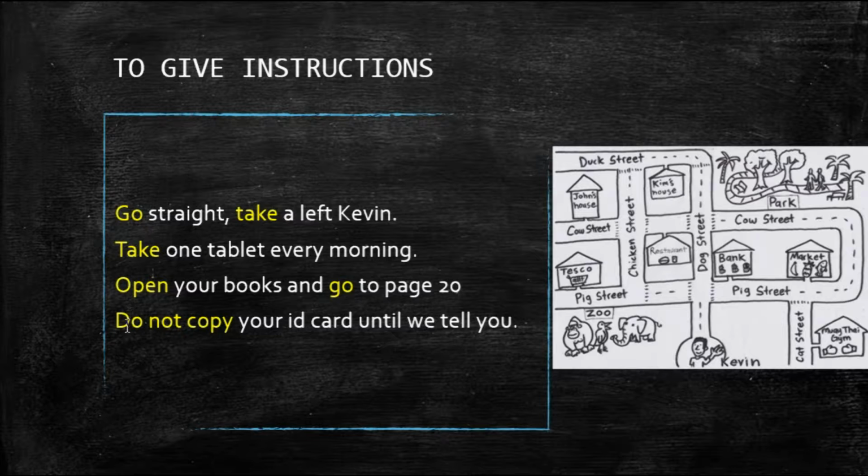These are all positive, but this one is negative: do not copy your ID card until we tell you. So you are going to a specific governmental place, and they tell you don't copy your ID card until we tell you. They instruct you. They tell you what to do, but they don't give you an order. You can copy it, it's okay, but they instruct you not to. They advise you not to do so. It's not necessary, so you don't really need please here again, but it's okay. So it's pretty clear, right? The imperative when you give instructions.